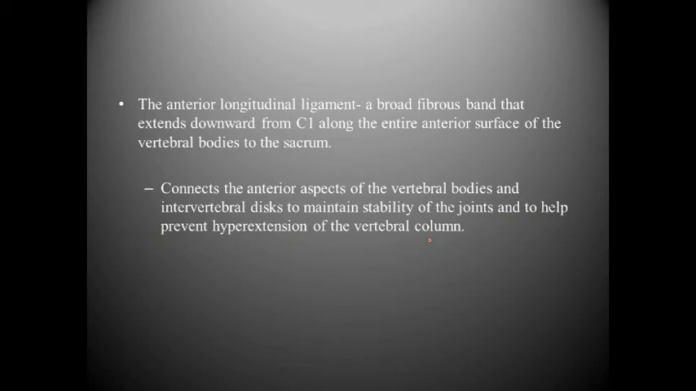The anterior longitudinal ligament is a broad fibrous band that extends downward from C1 along the entire anterior surface of the vertebral bodies to the sacrum, and it connects the anterior aspect of the vertebral bodies and intervertebral disc to maintain stability of the joints and to help prevent hyperextension of the vertebral column. You don't want hyperflexion, nor do you want hyperextension, because that damages all of the associated mechanisms that make the body work. And so because of that, these ligaments help to do that.